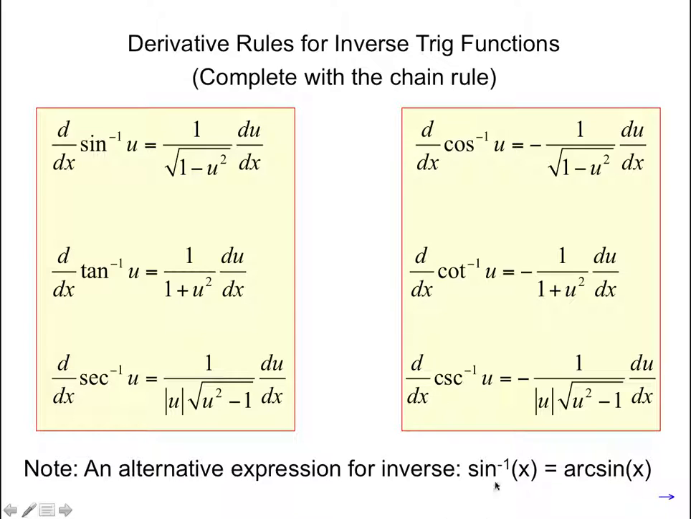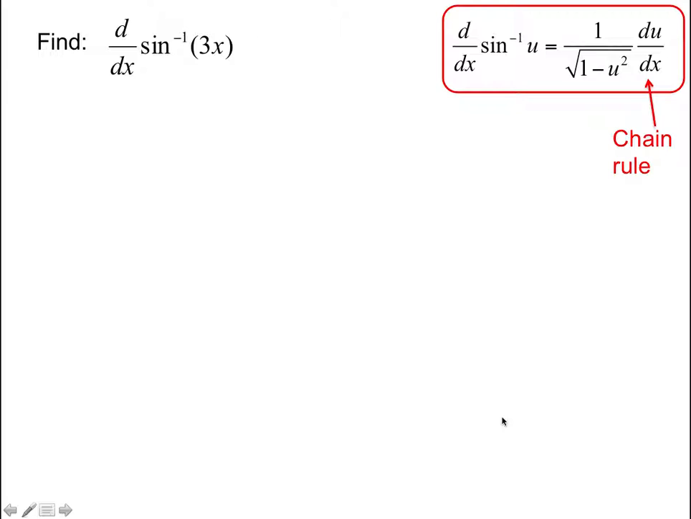And then just a note on the bottom here, the alternative expression for sine inverse, sine to the minus 1, we can also call it the arc sine. Those two mean the same thing, and you'll see them used interchangeably. So keep this at the bottom of the screen in the back of your mind. Those two mean the same thing. Okay, so using the chain rule here is really what we're going after.